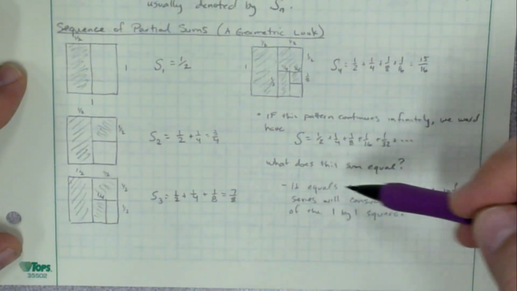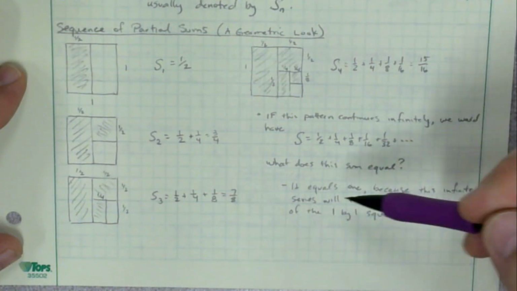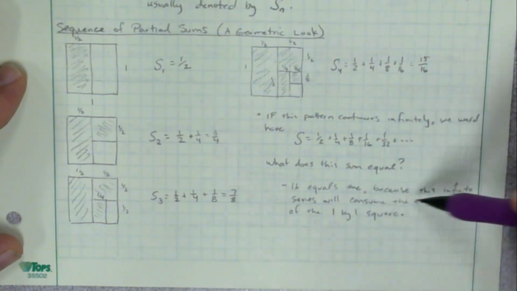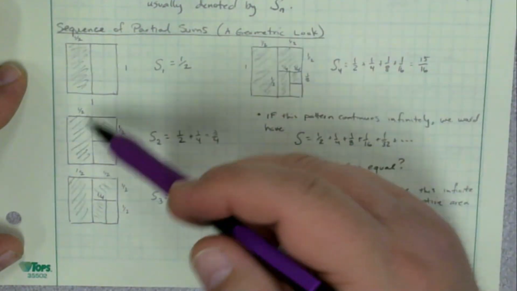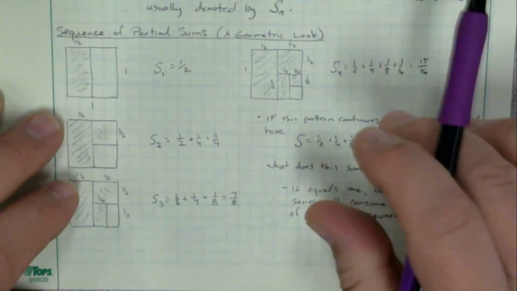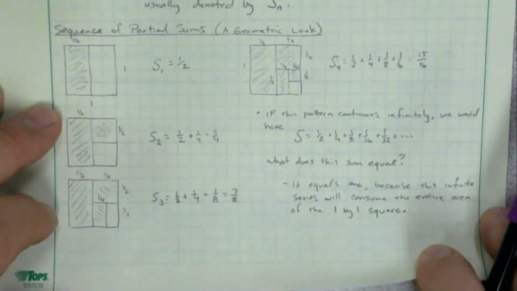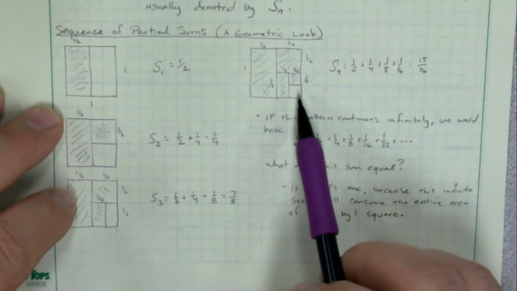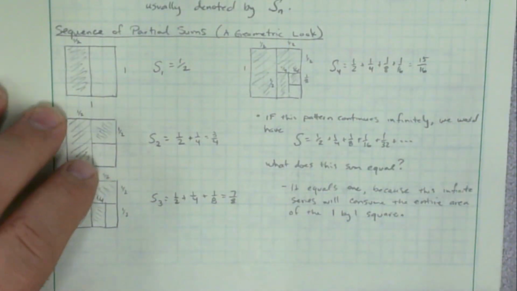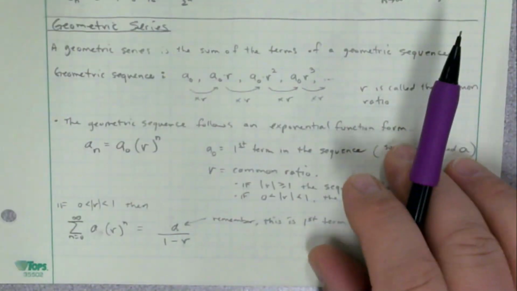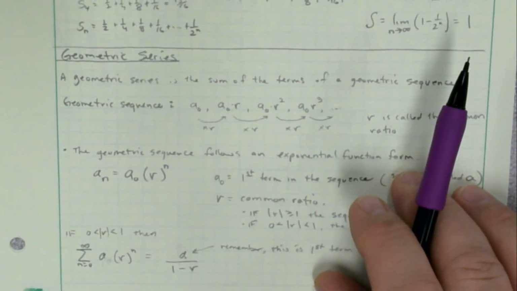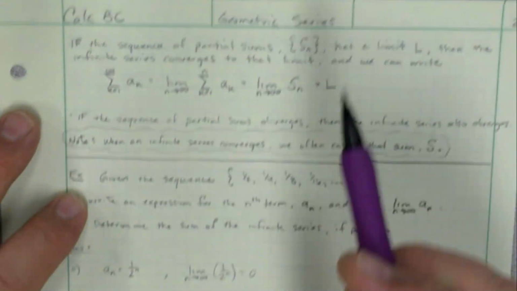It equals 1 because this infinite series will consume the entire area of the 1 by 1 square. So what this tells me, since it's confined in here and will eventually reach the value of 1, if I go to infinity, is that the sum converged to a number.